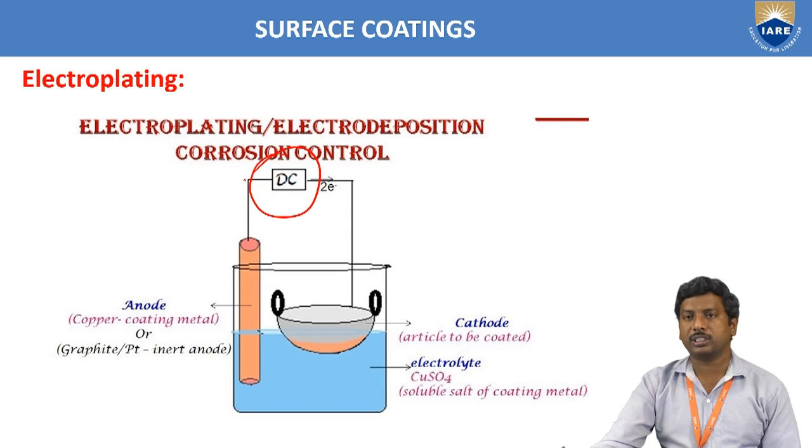So the current coming out from the DC source, direct current source, at the anode we observe the copper coating metal, that means graphite or platinum inert anode, and at the same time the cathode, that means the article to be coated, in the presence of a copper sulfate solution, its own ionic solution.